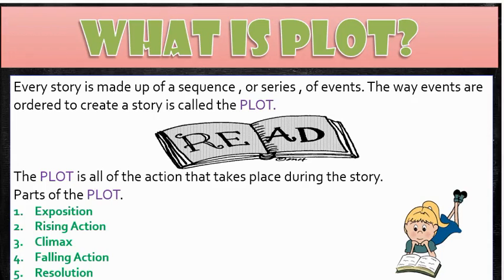Plot. Every story is made up of a sequence or series of events. The way the events are ordered to create a story is called the plot. The plot has 5 parts. You have the exposition, the rising action, the climax, the falling action, and the resolution.